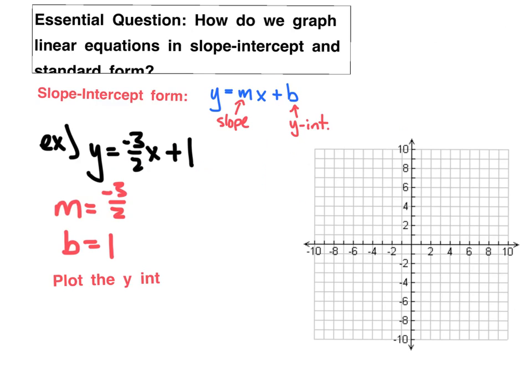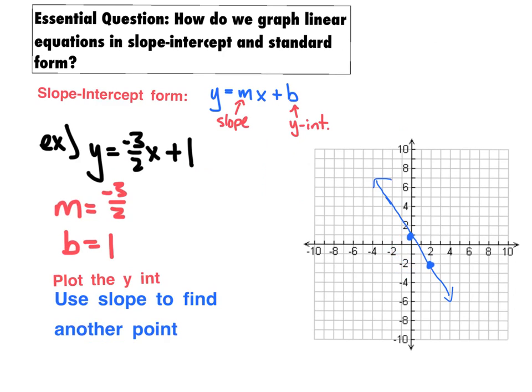Now my next step is to plot the y-intercept. Since this is my y-intercept, I'm going to put a point right here on the y-axis at 1. Now I'm going to use the slope to find another point on this grid. The slope was negative 3 over 2, so it's going to fall down 3, 1, 2, 3, and then run 2, 1, 2. Now that I have 2 points, I can draw a line through them.